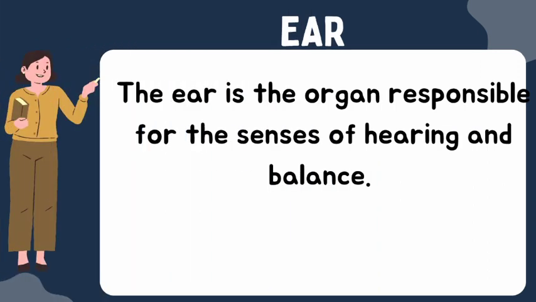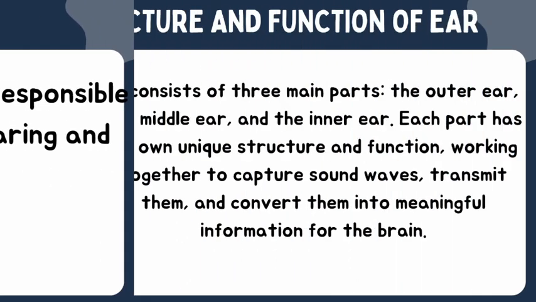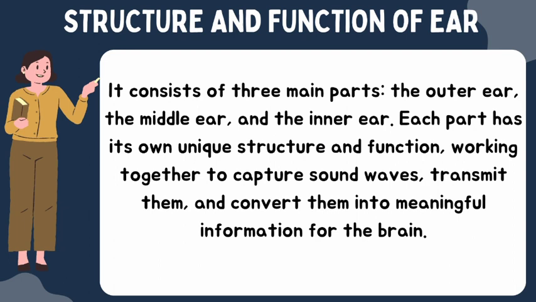First, let us know what the ear is. The ear is the organ responsible for the senses of hearing and balance. It consists of three main parts: the outer ear, the middle ear, and the inner ear. Each part has its own unique structure and function, working together to capture sound waves, transmit them, and convert them into meaningful information for the brain.